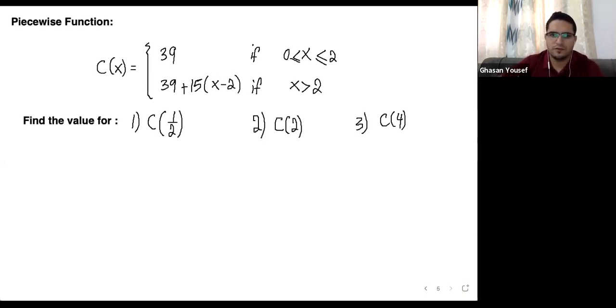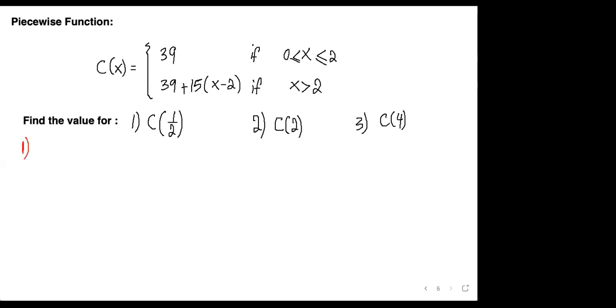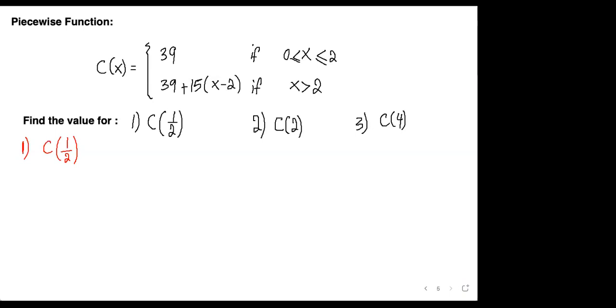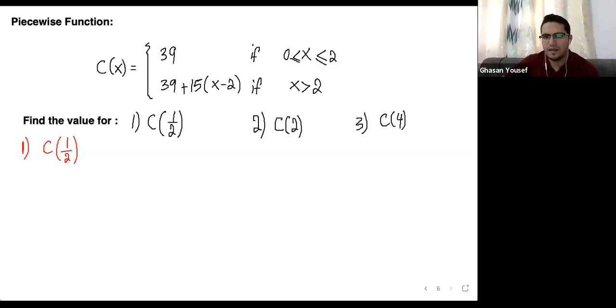Now, what is the value for C of 1/2? Number 1. Is it 18.5, I think? First of all, Shob, you have to check whether 1/2 is in the first domain or in the second domain. Is it between 0 and 2, or is it greater than 2? The 1/2 is between 0 and 2, not greater than 2. So because it's between 0 and 2, we have to use the first function. So the value for C of 1/2 is 39 only. Correct, Eric? So the answer here is 39.